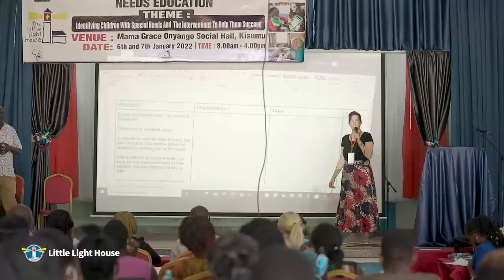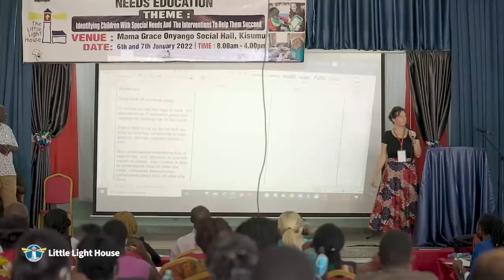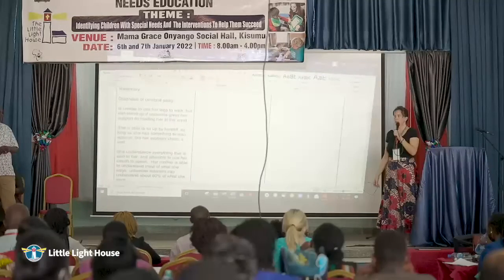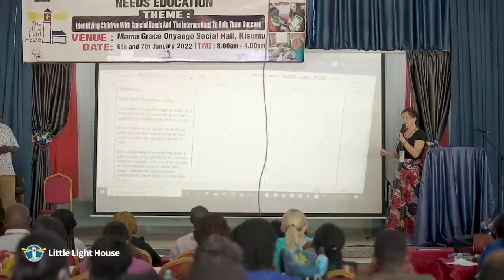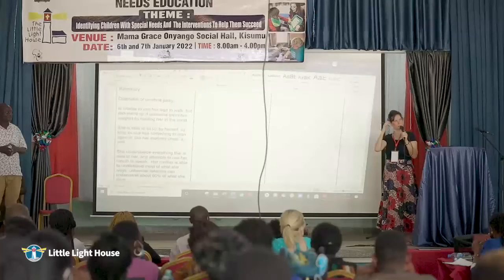I'm making an assumption here that everyone understands what cerebral palsy looks like and how it might show up. So, is there anyone that, I don't want to put anybody on the spot, but would it be helpful for me to go into more detail about what a diagnosis of cerebral palsy means? Okay.